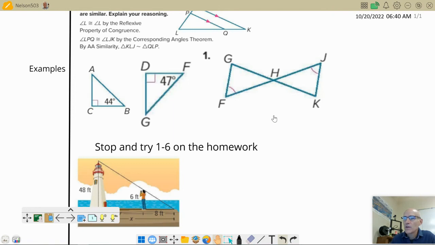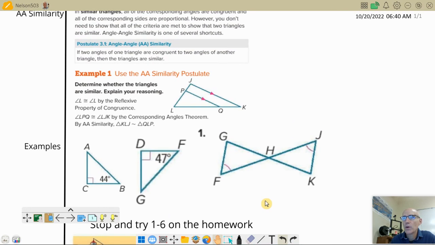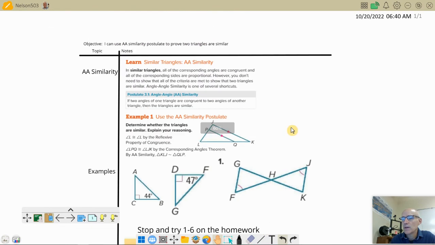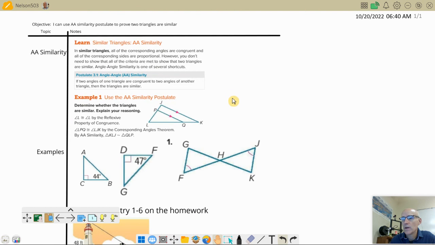All right, folks, here are some notes for section 3.3. Let me get it kind of to the right zoom.